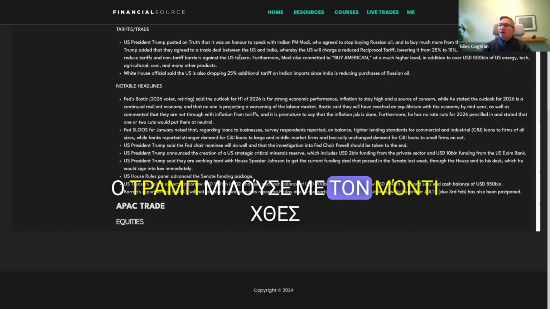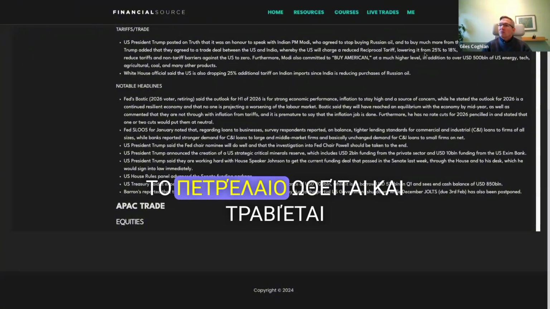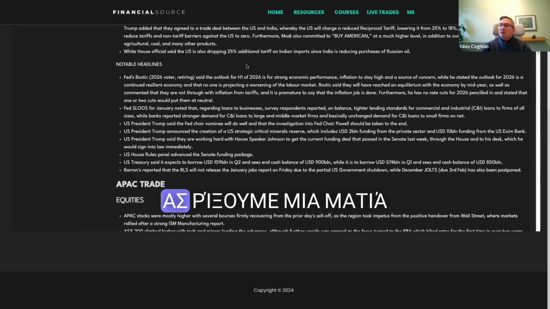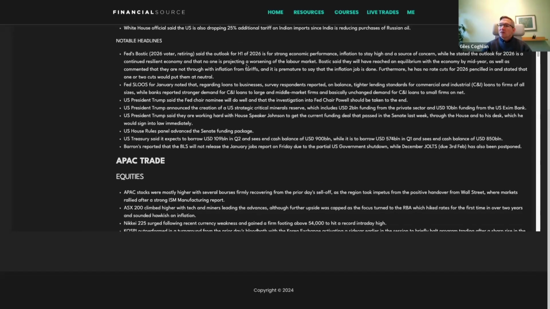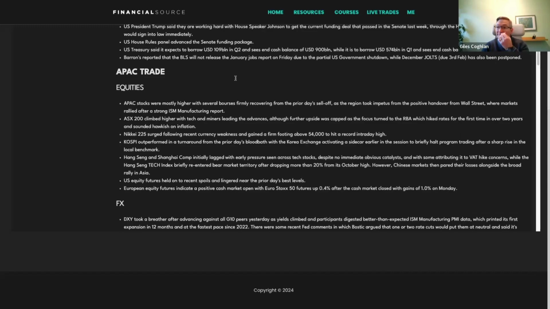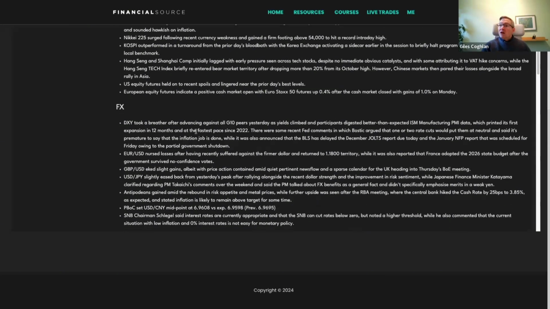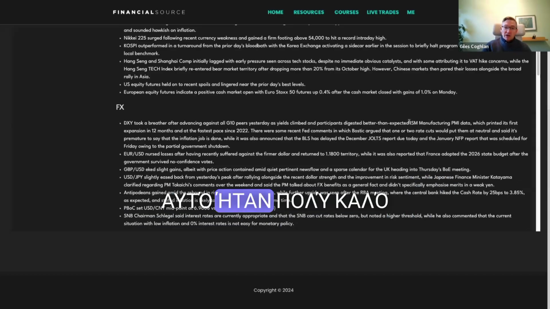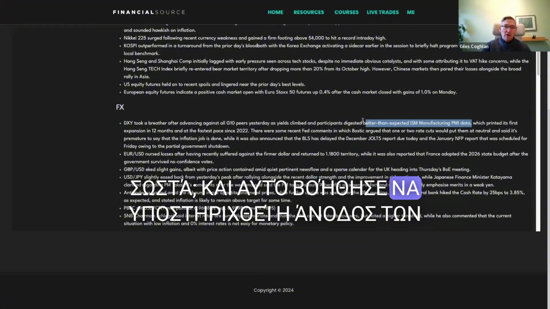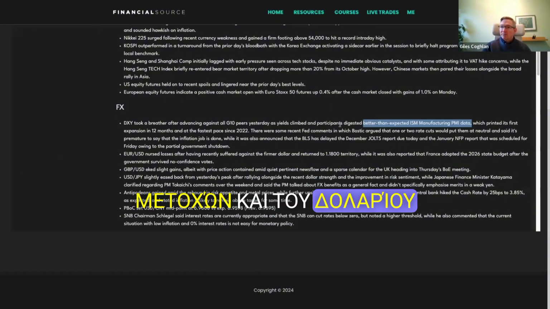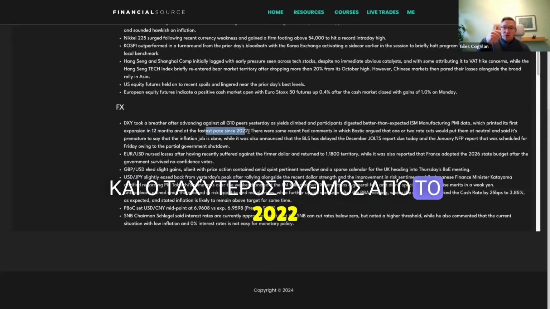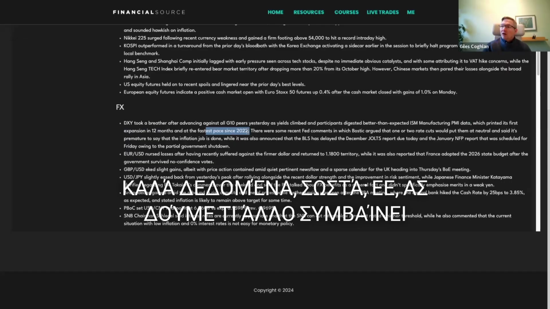Trump was speaking to Modi yesterday. Oil's being pushed and pulled around. Let's have a look. Yeah, we had that better than expected ISM manufacturing PMI data. That was very good, right? And that did help support stocks upside and dollar upside. Right, first expansion in 12 months as well, and the fastest pace since 2022. Good data, right? Let's see what else is going on.